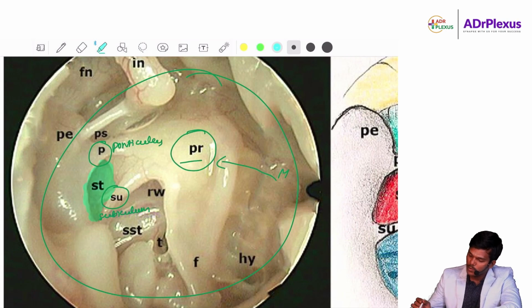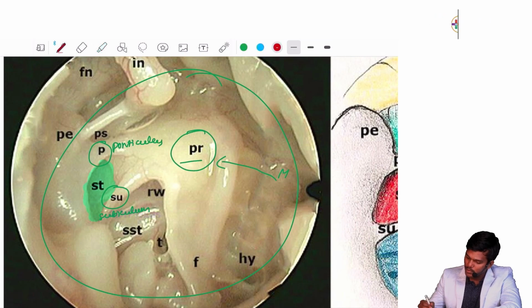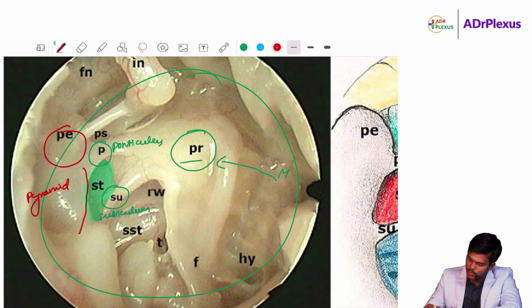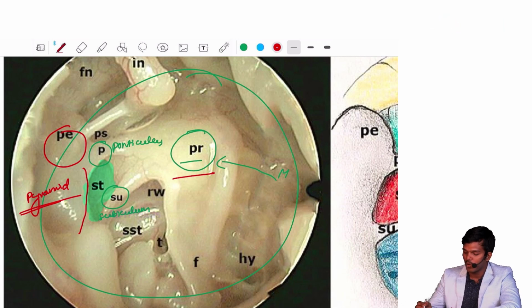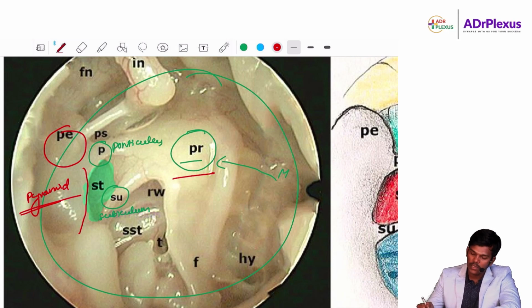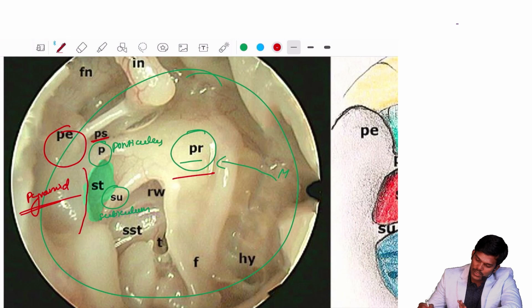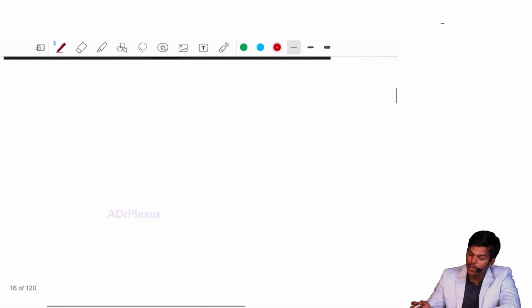Clear? If you go a little posteriorly, there is a prominence, the pyramidal prominence, the pyramid of the posterior wall. So anteriorly promontory, posteriorly pyramid, superiorly ponticulus, inferiorly subiculum. I have told you the facial nerve is closely related to the pyramid. So laterally it is related to the facial nerve, and medially to the posterior semicircular canal, which is not very prominent over here, but that is the boundary. Now let's write down the boundaries of the sinus tympani.